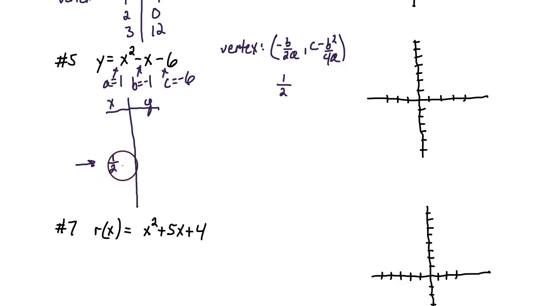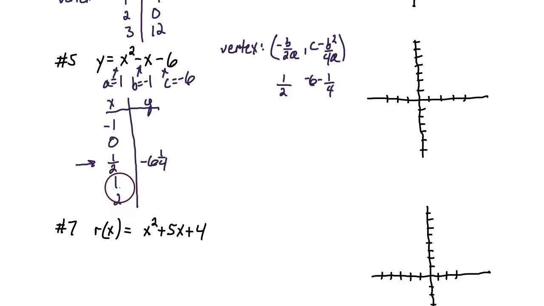Now let's get the y-coordinate by using this formula. The value of c is negative 6. The value of b is negative 1, so negative 1 squared makes 1. The value of a is 1, so 4 times 1 is 4. We have negative 6 take away 1/4. That is negative 6 and 1/4. Now let's choose something to the left of a half. I'm going to choose 0, and then negative 1. And then to the right of a half, I'm going to choose 1, and then 2.